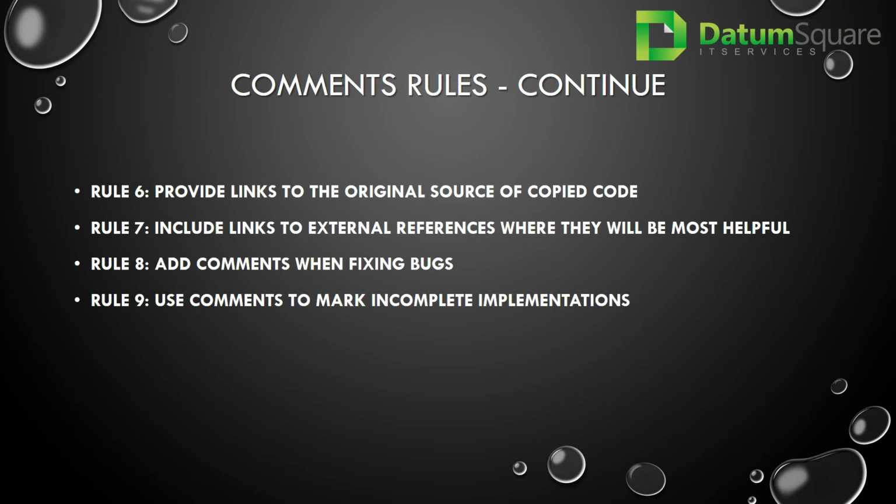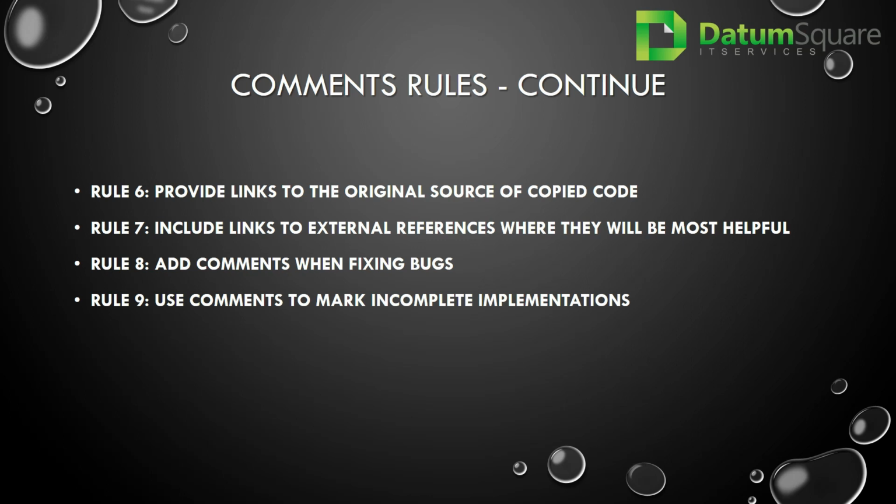So, rule number 6 states that you should provide links to the original source of copied code. If you are like most programmers, you sometimes use code that you find online. Including a reference to the source enables future readers to get the full context, such as what problem was being solved, who provided the code, why the solution is recommended, what commenters thought of it, whether it still works, and how it can be improved.